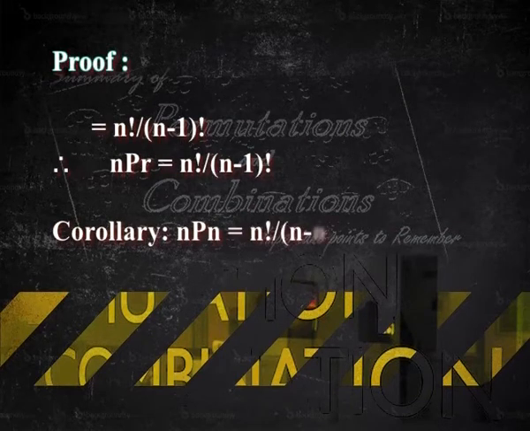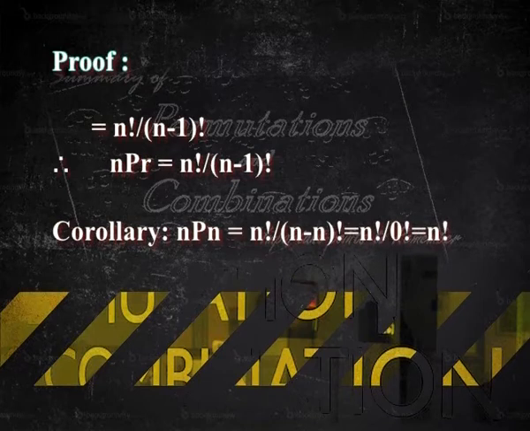Now we can also find the value of n permute n. That comes as n factorial upon n minus n factorial, which is equal to n factorial upon 0 factorial, which is simply n factorial. So n permute n is equal to n factorial.